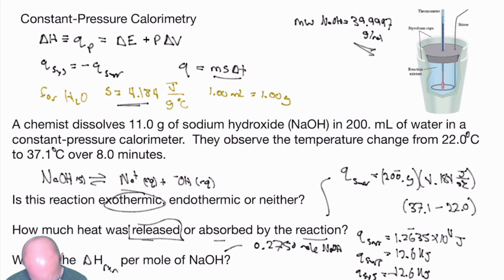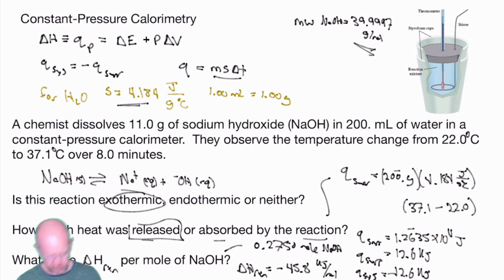So what I get is a delta H of reaction of negative 45.8 kilojoules per mole. So very often that's the way we report these numbers in kilojoules per mole. So minus 45.8. The negative sign makes sense because this is an exothermic reaction, so we expect the delta H is negative. Heat is being released by the reaction into the water. Temperature of the water increases.